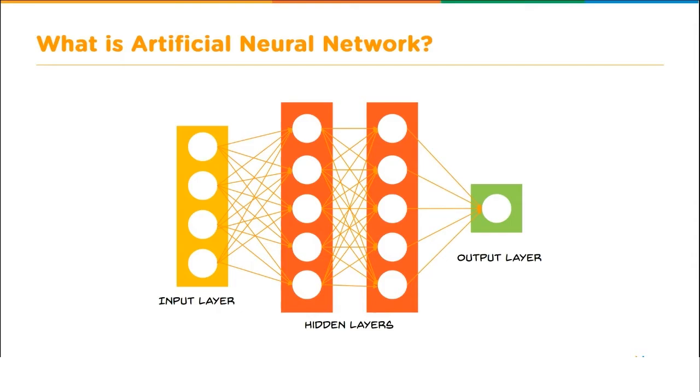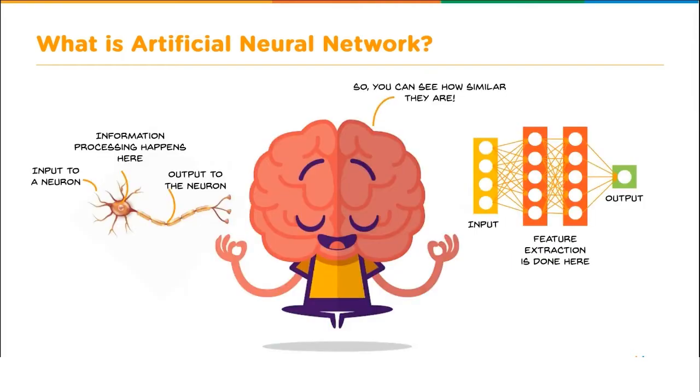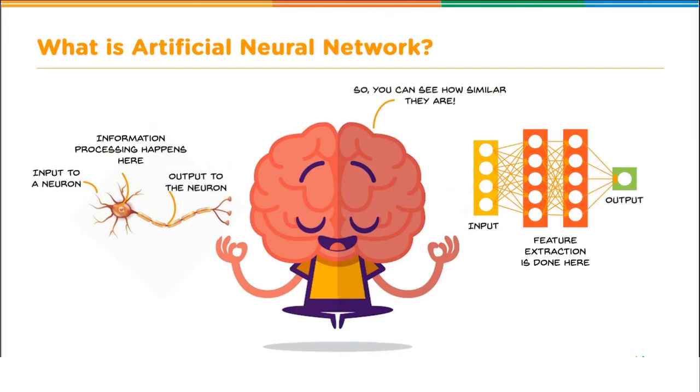And each one of those dots is like a cell that does something with all the inputs, and then puts an output into the next hidden layer, and so on into the output layer. So information processing happens here: input to the neuron, output to the neurons, so you can see how they are similar. We have an input, which is a yellow bar coming in, and then you liken each of the hidden layers to being a neuron, and it passes it to the next one, and so on. And then you have an output to the next neuron or an output to the real world.